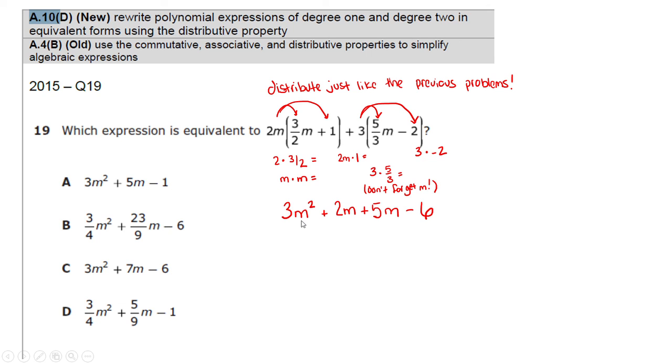Now, hopefully you're looking at this question and you're saying, I have a bunch of m's, maybe I should combine them all together. Well, you shouldn't combine all of them together, just the ones that have the same exponent, which are these, because these have an understood exponent of 1. Those are my only like terms. So my final answer comes out to be 3m squared plus 7m minus 6.